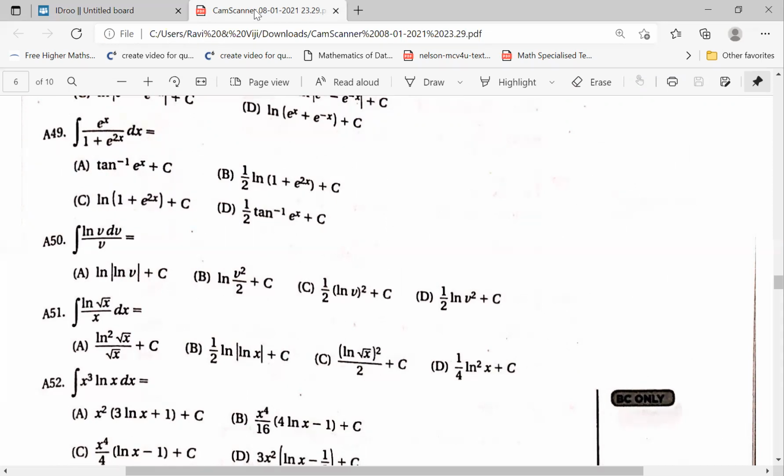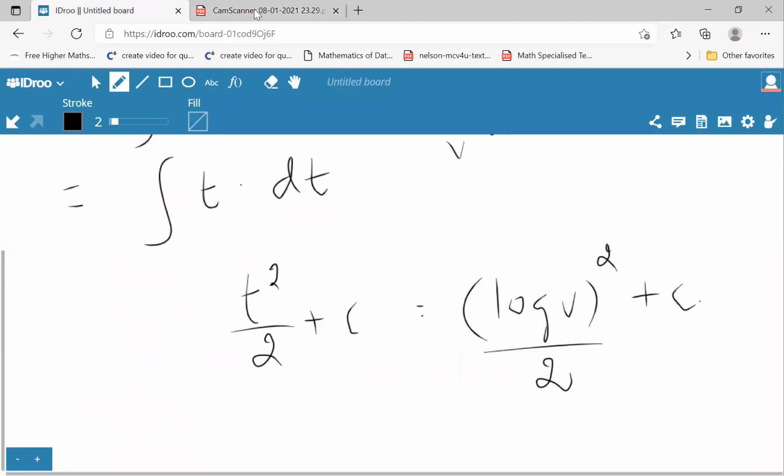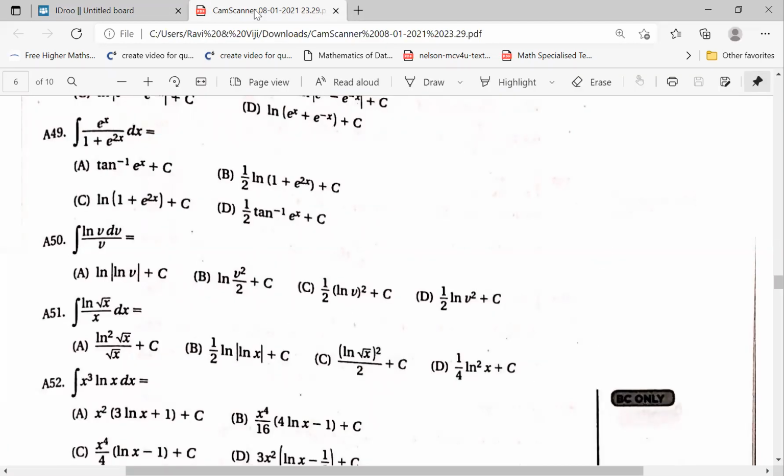Option C is correct because we got it as log v the whole square, right? So it is not log of v squared, it is log v the whole square. Option D and C, they have given the same options. Again, we can see that it is log v the whole square. So even D you can't say it is correct. Only C is the correct option: log v the whole square by 2 plus c.